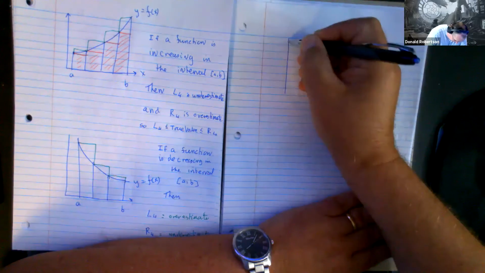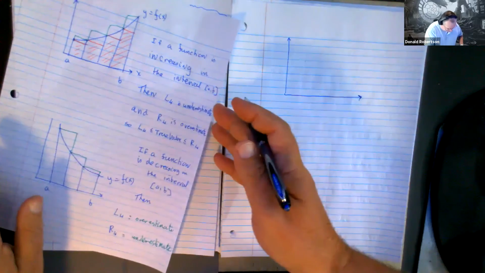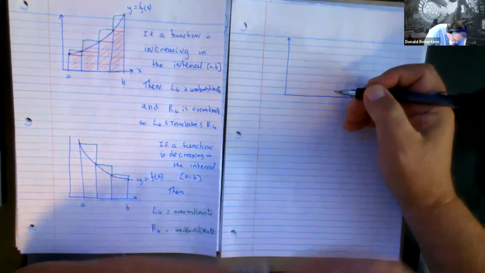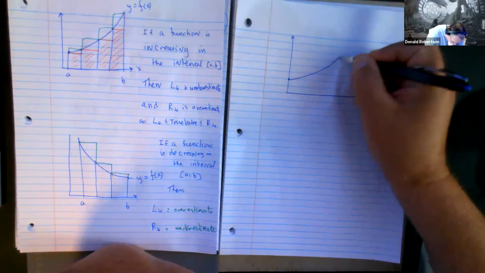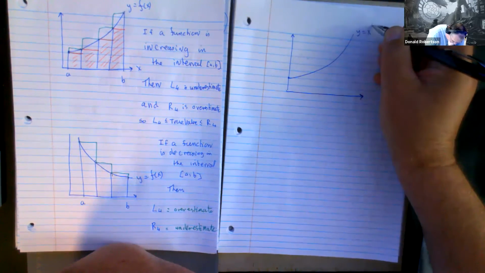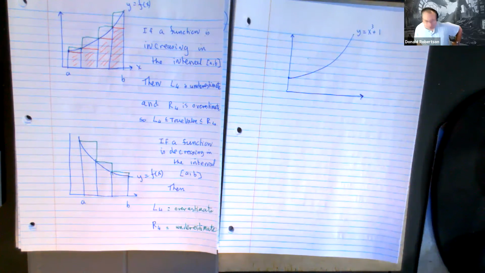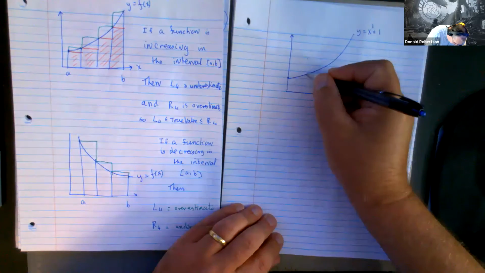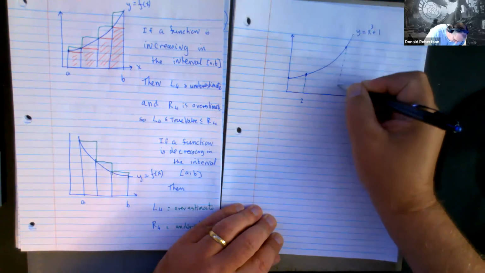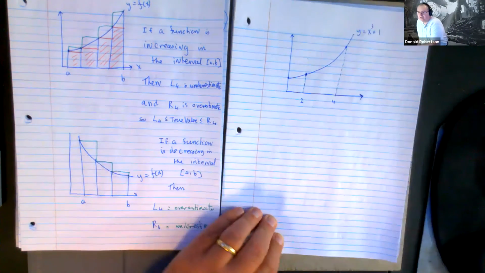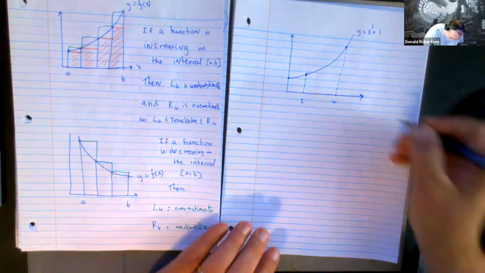So let's suppose that I am interested in finding, what will I find? I want to find an increasing function. So let's do this guy. Suppose I want to find the area of y equals x cubed plus 1, and I want to do it from 2 to 4. So the question was, find the area under this curve from x equals 2 to x equals 4.